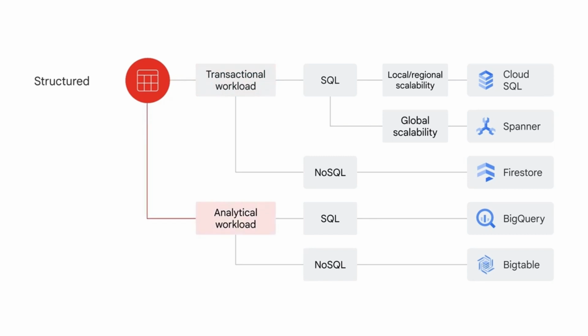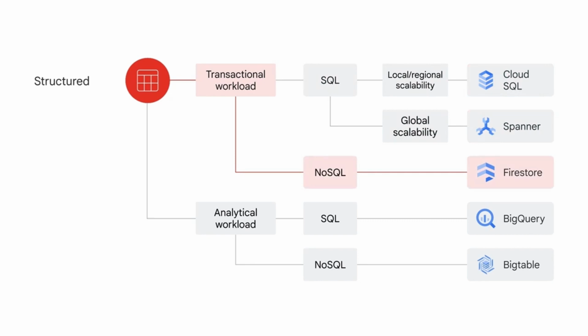Then there are analytical workloads, which stem from online analytical processing systems, which are used when entire datasets need to be read. They often require complex queries, for example, aggregations. Once you've determined if the workloads are transactional or analytical, you then need to identify whether the data will be accessed using SQL or not. So if your data is transactional and you need to access it using SQL, then 2 options are Cloud SQL and Spanner. Cloud SQL works best for local to regional scalability, while Spanner works best to scale a database globally. If the transactional data will be accessed without SQL, Firestore might be the best option.